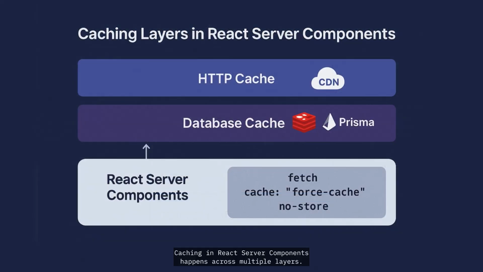Caching in React server components happens across multiple layers. You can configure fetch with cache, force-cache, or no-store. Add HTTP-level caching at the CDN, and database-level caching with Redis or Prisma. Together, these layers make your app fast and resilient.